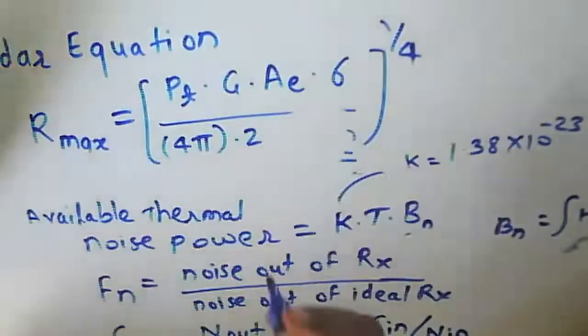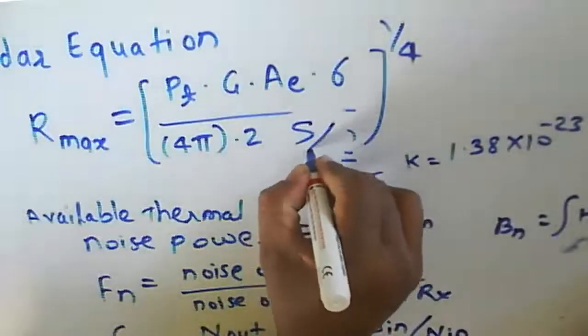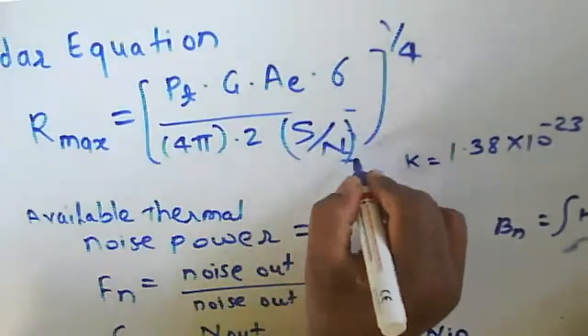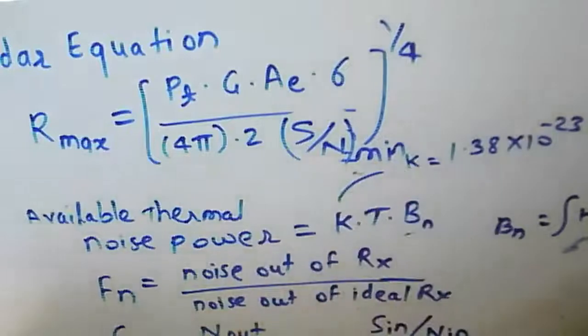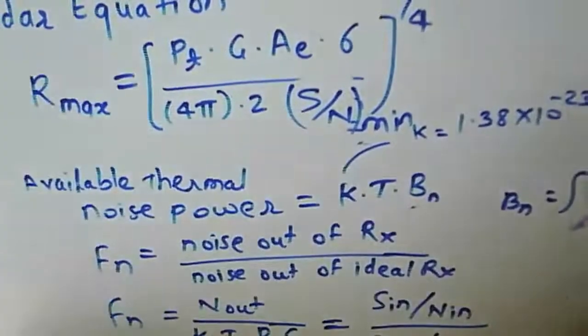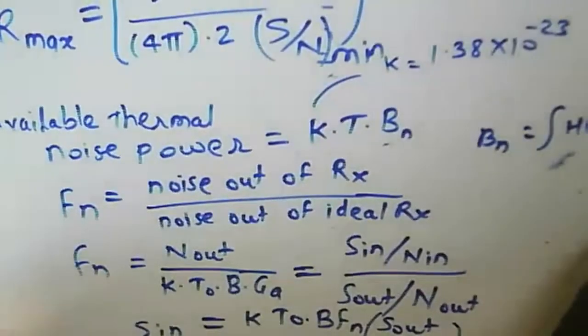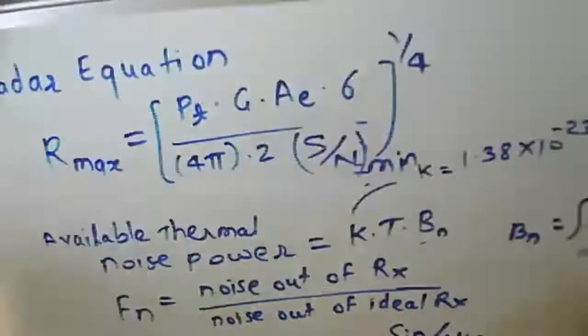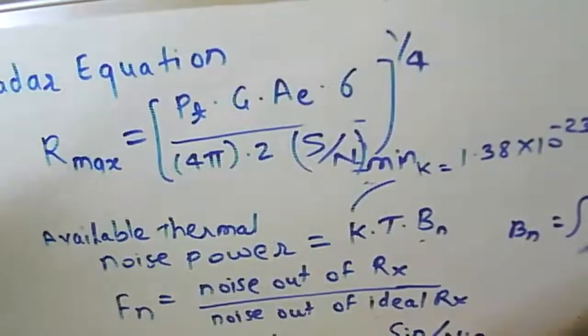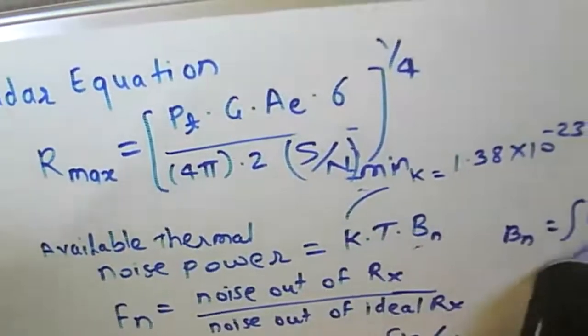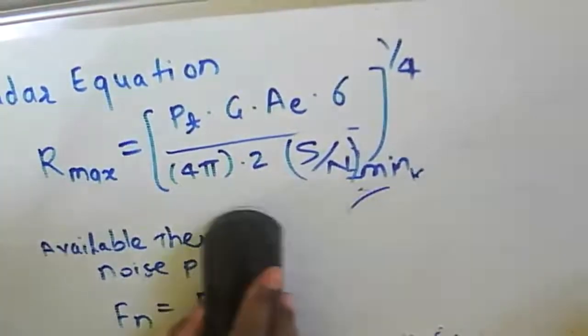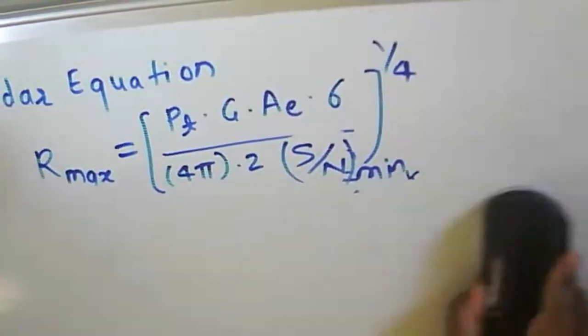So for this one, what will our equation be? Signal to noise ratio, that will be the minimum. This one is about your term. What we are getting from this is a signal to noise ratio with respect to R max. Now we can rewrite this equation with respect to the given noise term.